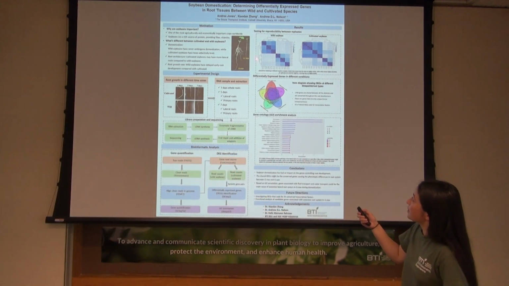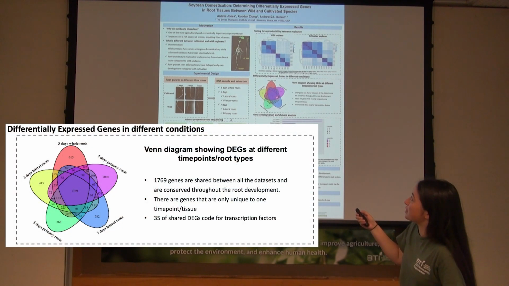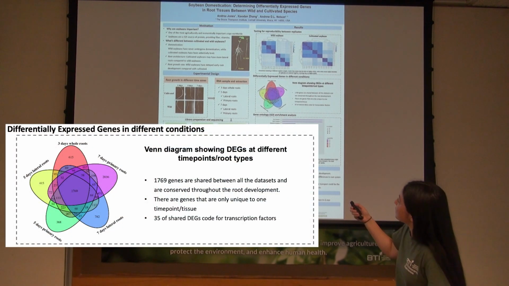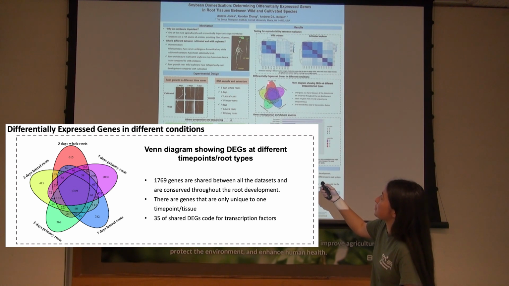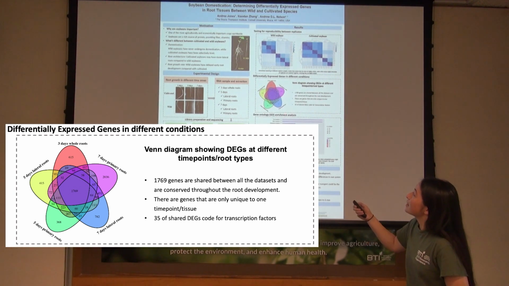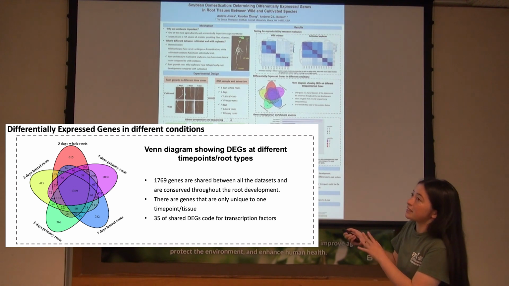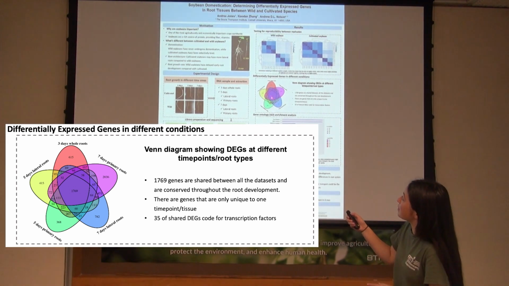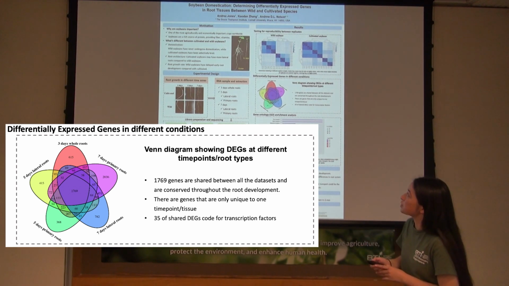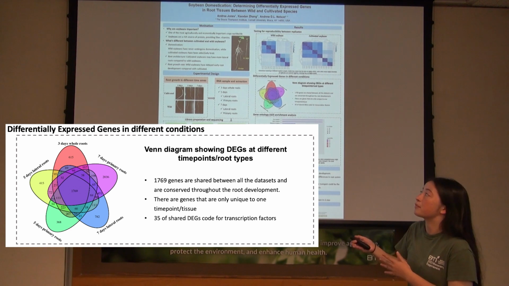And next, we have this Venn diagram of all the differentially expressed genes. These are all different conditions: 3 days whole roots, 7 days primary roots, lateral roots, and 5 days primary, 5 days lateral. And basically, this is Gmax against G soja. So you can see that in the middle, 1,769 genes are shared between all the data sets, and they're conserved throughout the whole root development of the plant.